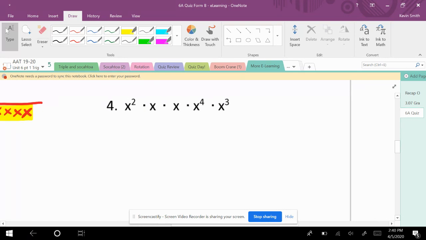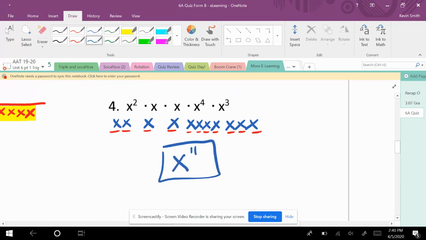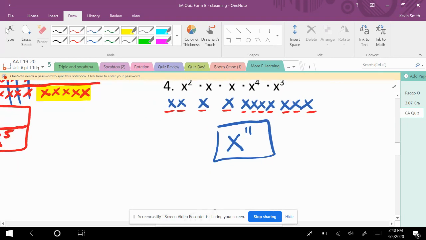Okay, over here, we get x, x, and another x, and another x, and 1, 2, 3, 4, 1, 2, 3. So it's a total of 1, 2, 3, 4, 5, 6, 7, 8, 9, 10, 11. This is x to the 11th. All right.